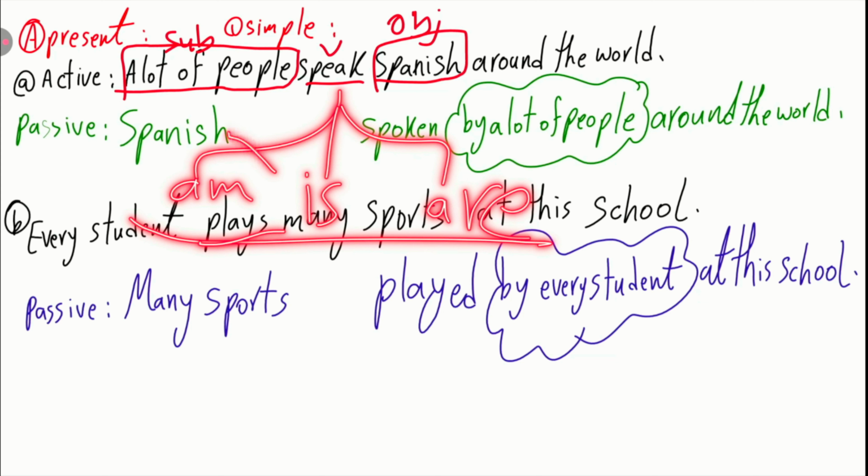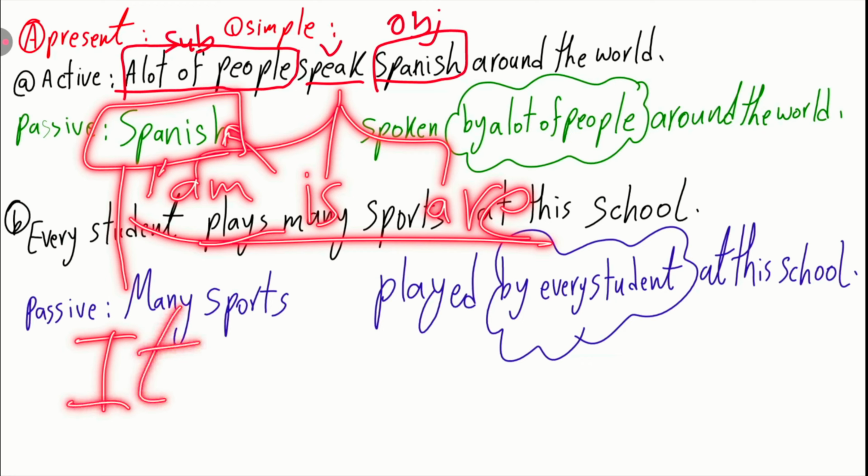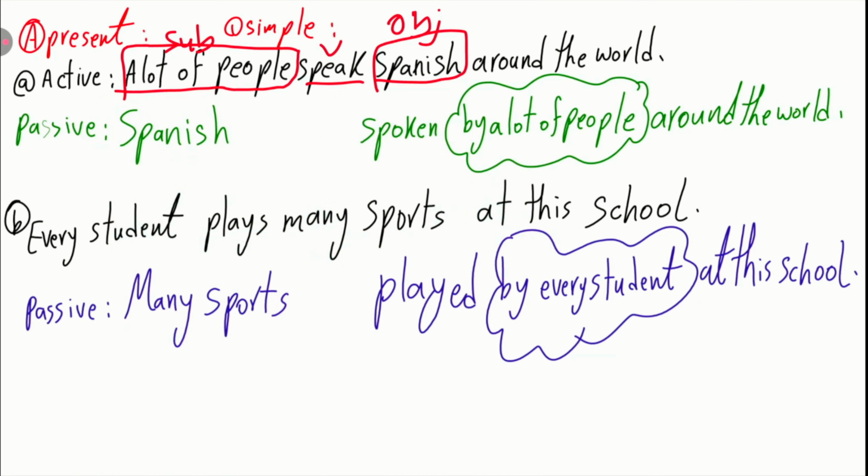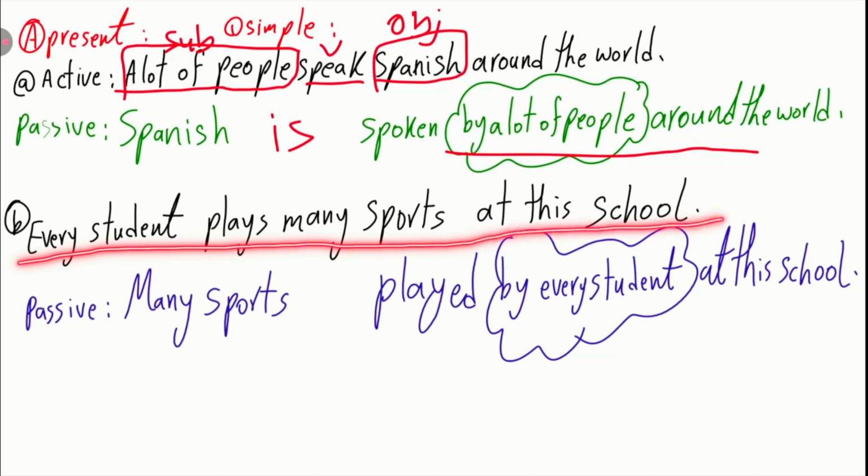I shall choose in accordance with the object, which is Spanish. For Spanish, the pronoun is it. So it takes is. So my friends, I have to write it is. Spanish is spoken by lots of people around the world. The second sentence, my friend, or second example: every student plays many sports at this school.